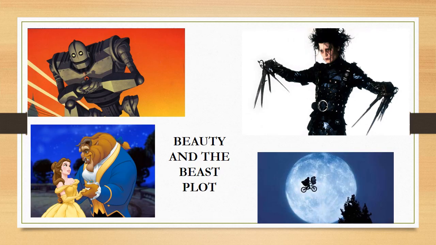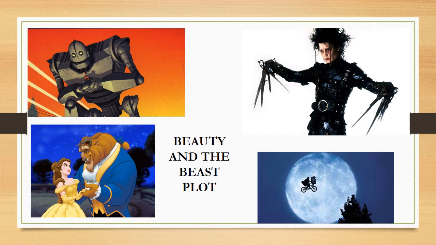So here are four films that are quite popular: Edward Scissorhands, E.T., Beauty and the Beast, and The Iron Giant. Just as The Matrix and Harry Potter are all based on Star Wars, which is based on the hero's journey, these are all based on what we call a Beauty and the Beast plot structure. Really traditionally based on the original Beauty and the Beast, you have someone who discovers a quote unquote beast, like the Iron Giant, Edward Scissorhands, or E.T., something that's other, something that's different.